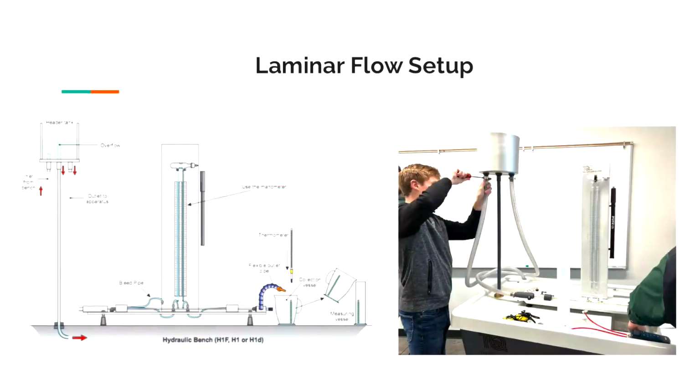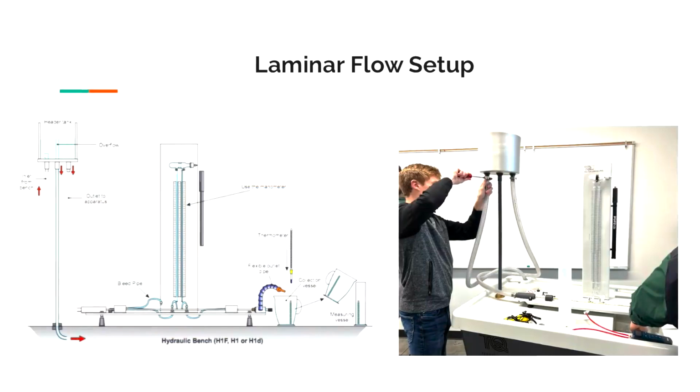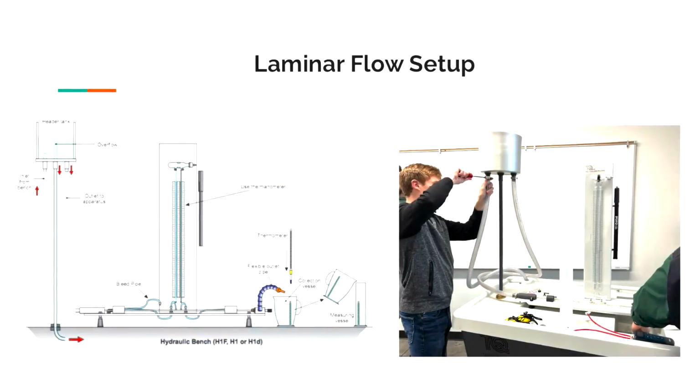As pictured, the H7 apparatus was set up connecting the header tank to the system along with both the inlet and the outlet. Before running tests and collecting data, we made sure to bleed the system to remove all air bubbles from the system, especially in the manometer.